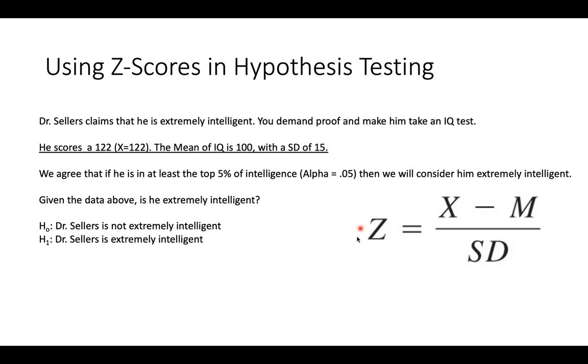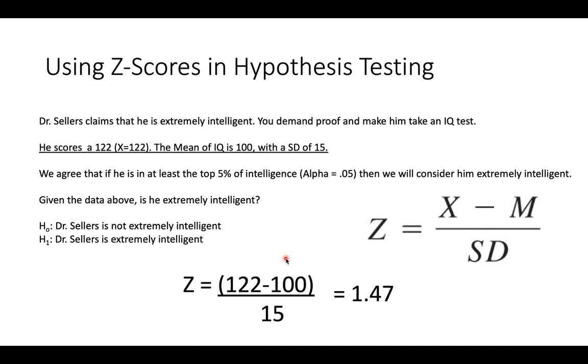Here's our formula for a z-score. X, which is my score, 122, minus the mean of 100. So how far away from the mean am I? Divided by standard deviation, or our expected amount of variability in the data. So how far from the mean am I as a ratio of expected distance from the mean in the population?